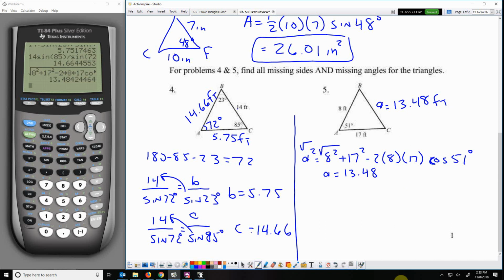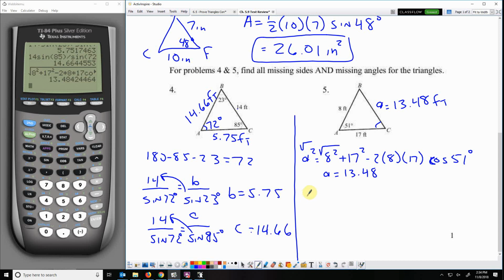Okay? Now I have some things opposite, so I could use law of sines to try to find angle B or C, but that could give me some wrong answers because law of sines leaves opportunities for 0, 1, or 2 different triangles. So anytime I can use law of cosines to find an angle measure, that's what I want to do. And when I have side, side, side, I can use law of cosines, so I'm going to use law of cosines. So let's say we want to find angle C.